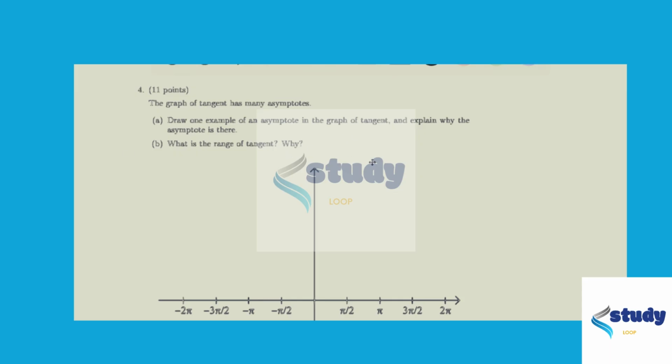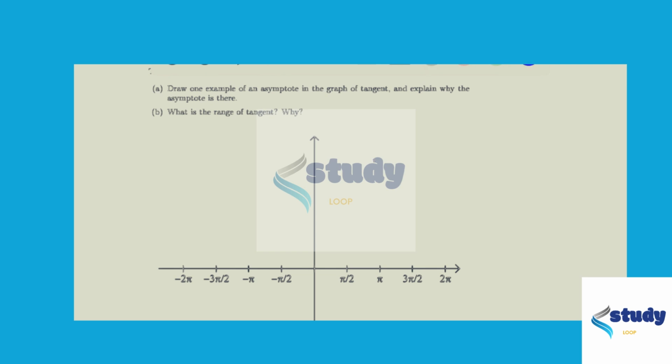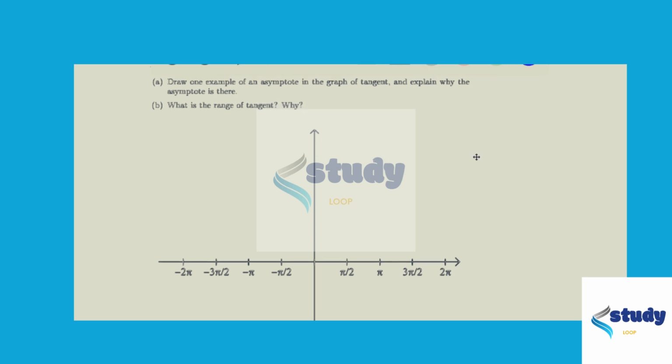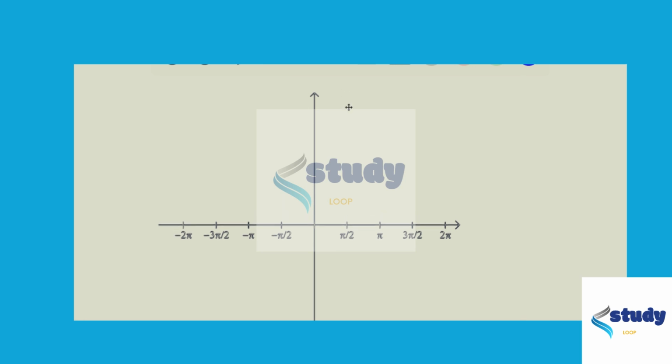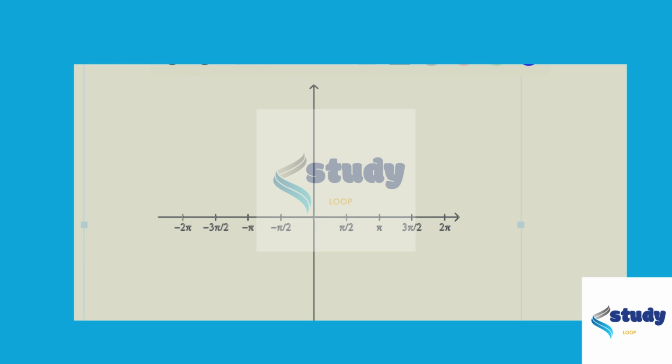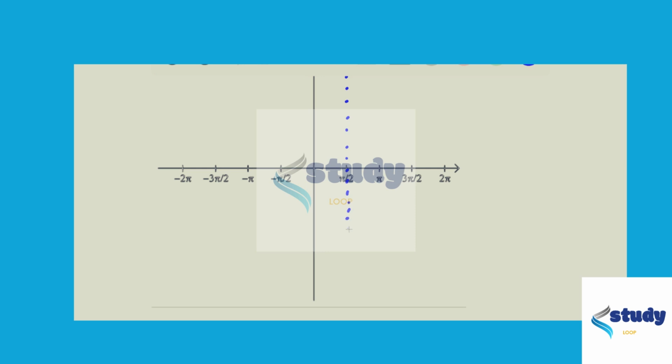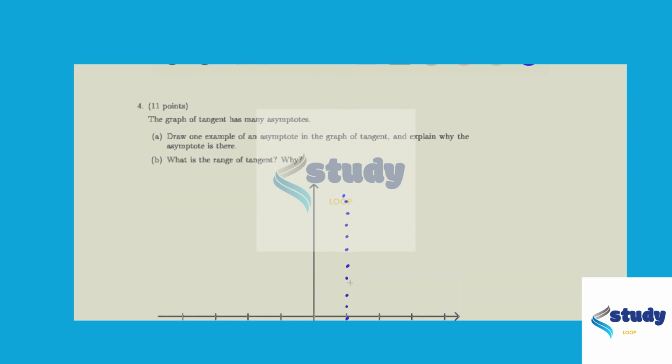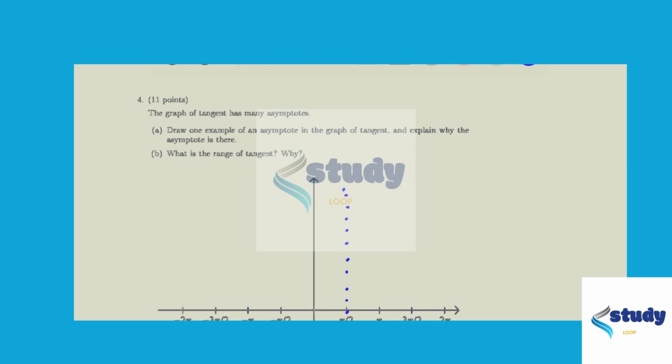Draw one example of an asymptote of tangent. Well, the first one happens at pi over 2. Oops. So I'm just going to do a dotted line through pi over 2. Okay. Why is the asymptote here?